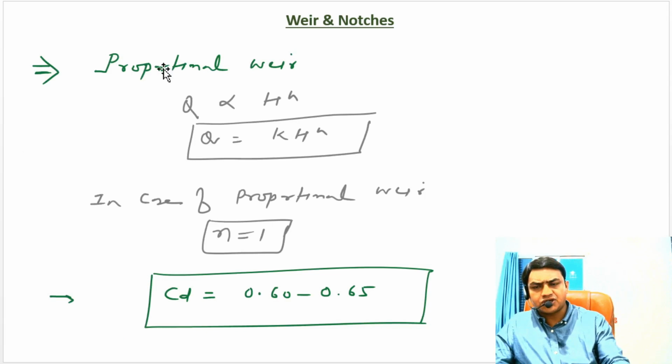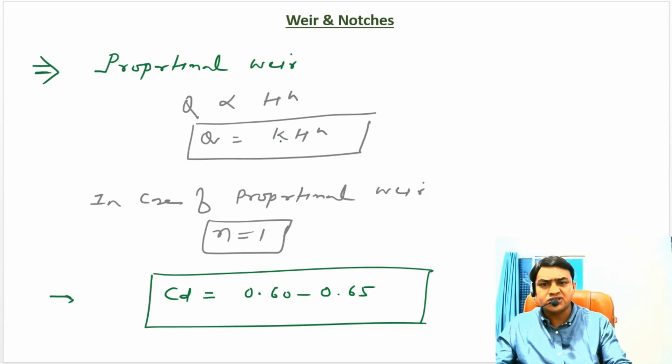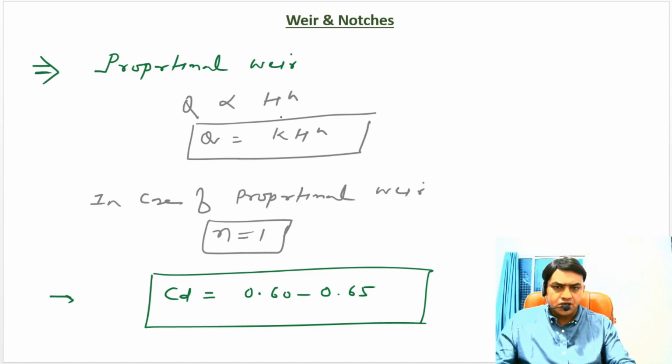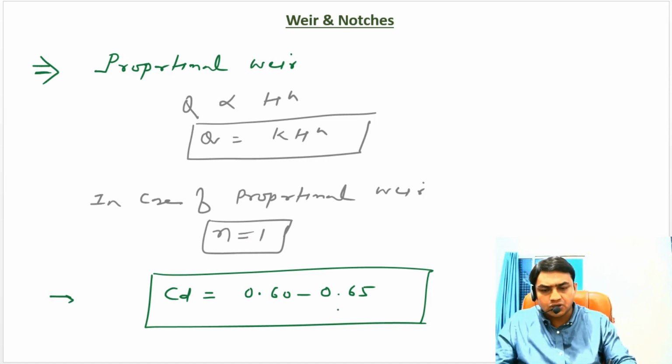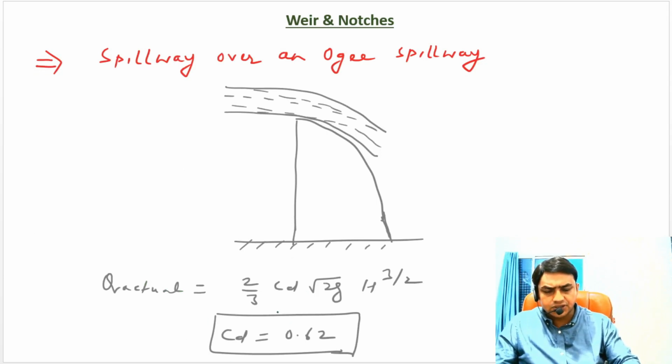Now I am going to discuss what is a proportional weir. In a proportional weir, Q is directly proportional to H, because the value of n is unity. The coefficient of discharge for computing this discharge can be taken in the range of 0.6 to 0.65. In case of an OG spillway, generally the coefficient of discharge is taken as 0.62.